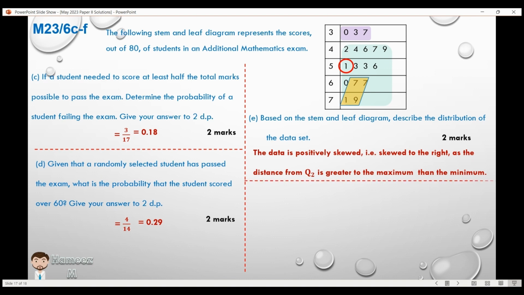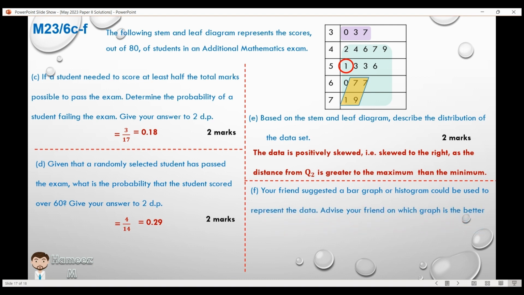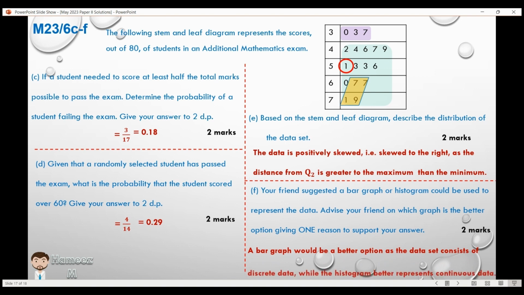And for the last part of the question, and to complete the past paper, your friend suggested a bar graph or histogram could be used to represent the data. Advise your friend on which graph is the better option, giving one reason to support your answer. A bar graph would be a better option as the data set consists of what sort of data? It consists of discrete data, while a histogram is normally used to represent continuous data.